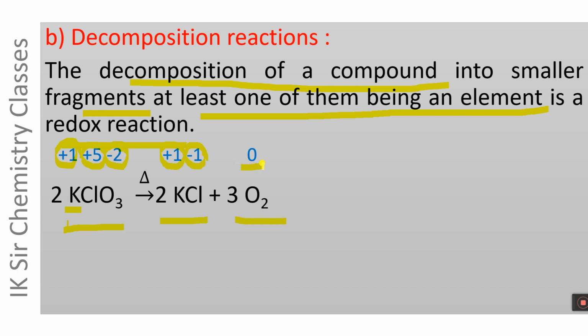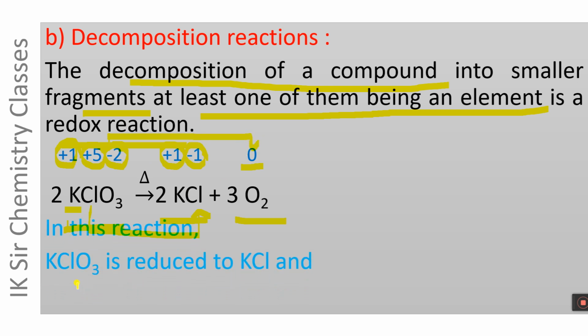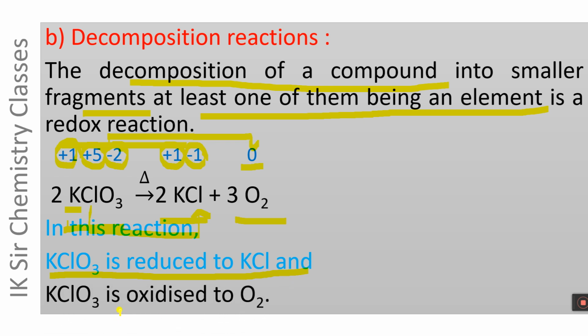It is clear that the oxidation number of chlorine decreases from +5 to -1, while the oxidation number of oxygen increases from -2 to 0. Therefore, in this reaction, KClO3 is reduced to KCl because the oxidation number of chlorine decreases from +5 to -1. On the other hand, KClO3 is oxidized to O2 because the oxidation number of oxygen increases from -2 to 0.